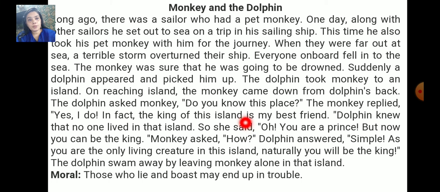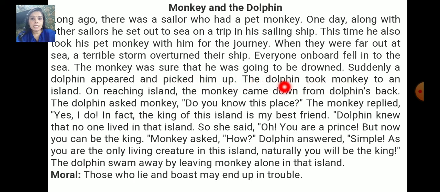Okay. So long ago there was a sailor who had a pet monkey. One day, along with other sailors, he set out to sea on a trip in his sailing ship. This time, he also took his pet monkey with him for the journey. So when they were far out at sea, a terrible storm overturned their ship. Everyone on board fell into the sea. The monkey was sure that he was going to be drowned.